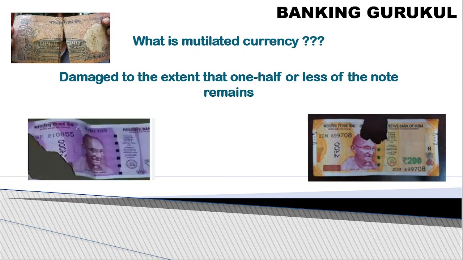What is mutilated currency? Any damaged, cut, or torn note, or less than a full note remaining, where some piece is missing, all these are called mutilated currency.